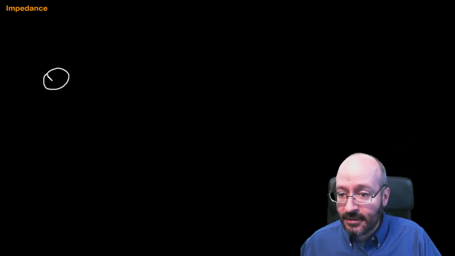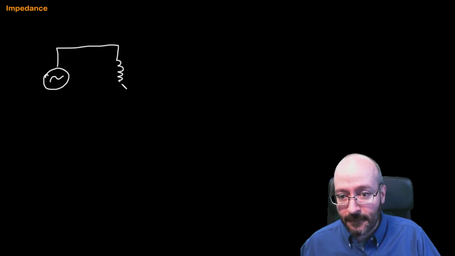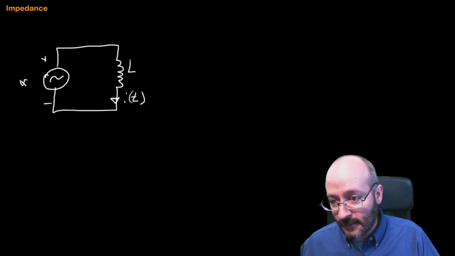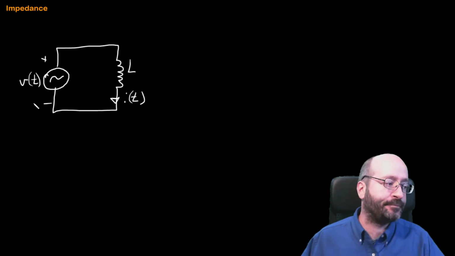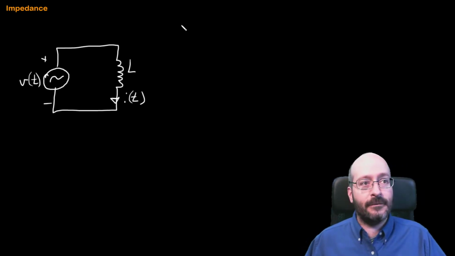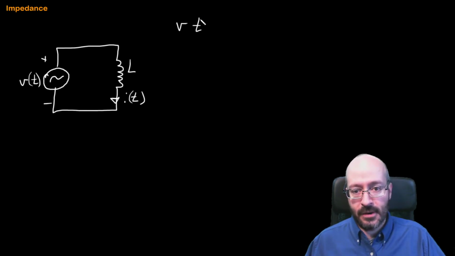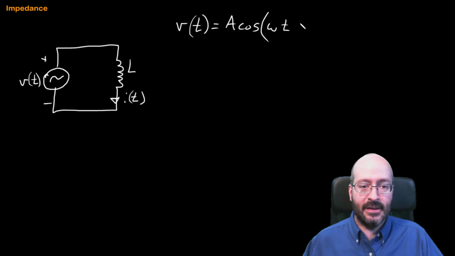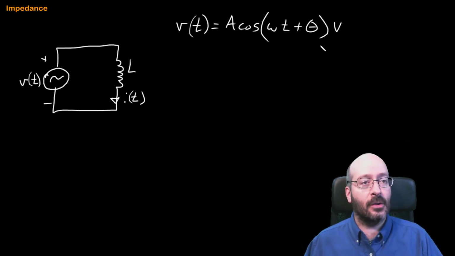and see what we're doing here. Okay, so we take that same sinusoidal voltage source and we put it across an inductor this time. Okay, and we're interested in finding the current through that inductor if we put this voltage across, just like that. All right, so our voltage, as it was before, is A cosine omega t plus theta. Okay, and that's of course in volts.